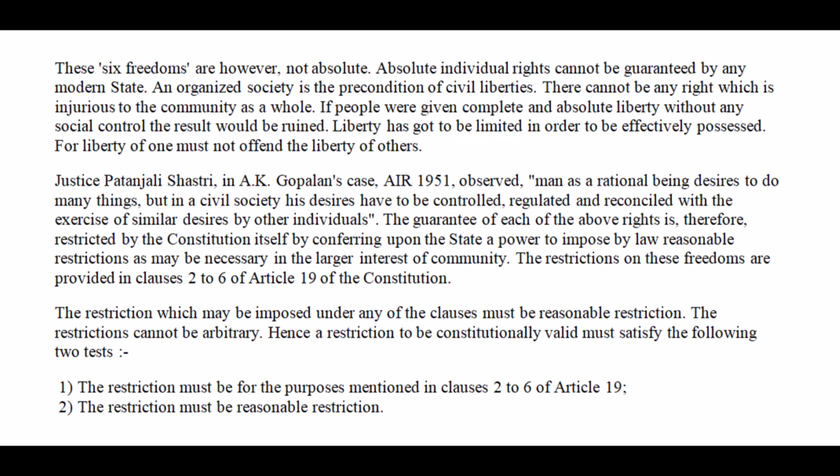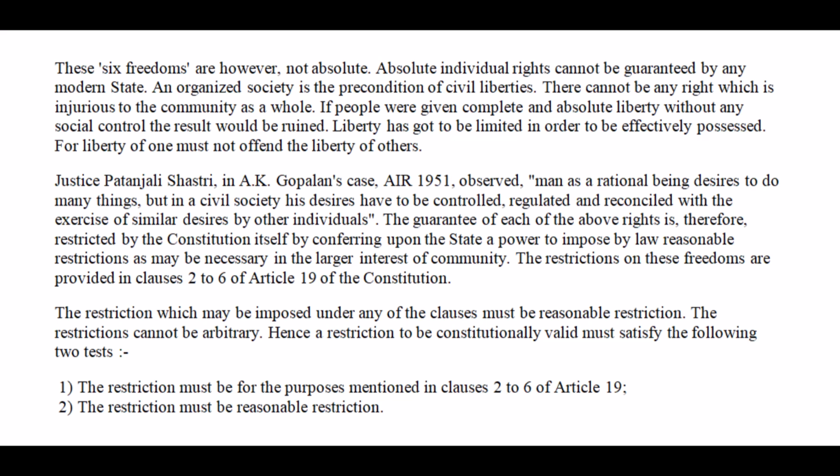If people were given complete and absolute liberty without any social control, the result would be ruin. Liberty has got to be limited in order to be effectively possessed. For the liberty of one must not offend the liberty of others.